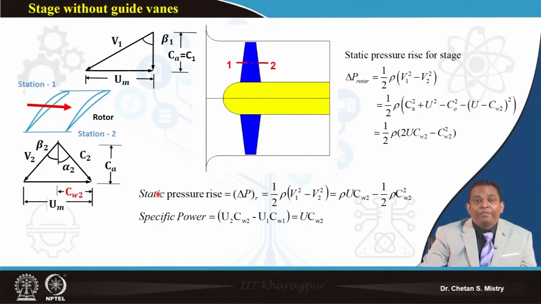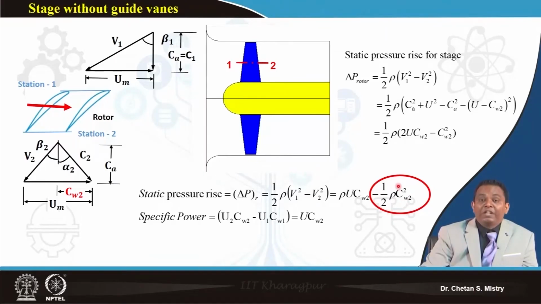Now if you look carefully, my static pressure rise has a negative term. What do you mean by this? It says my static pressure rise will be decreasing because of the increase of my CW2, or because of the presence of my whirl component at the exit of my rotor. So this is the component responsible for my static pressure rise being lower. But at the same time, since my pressure rise requirement is lower, my specific power requirement also will be lower.